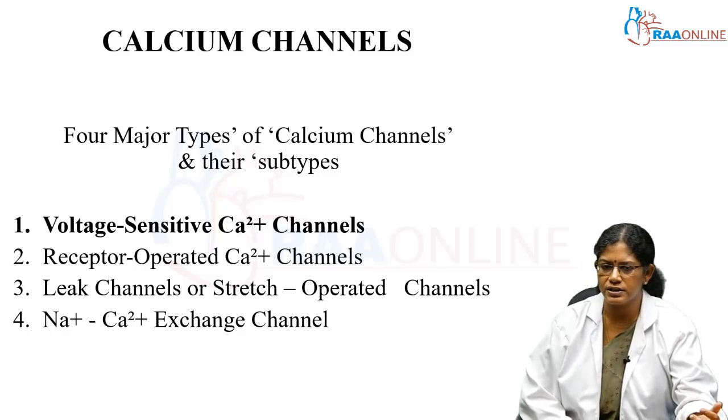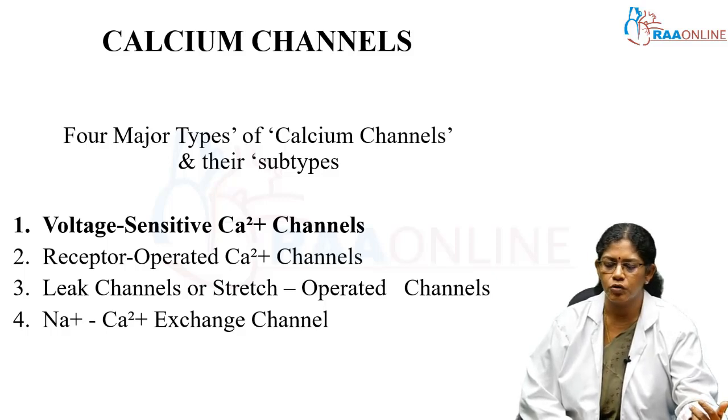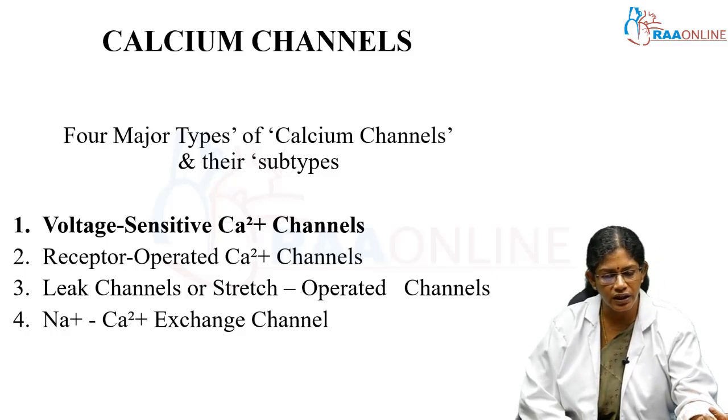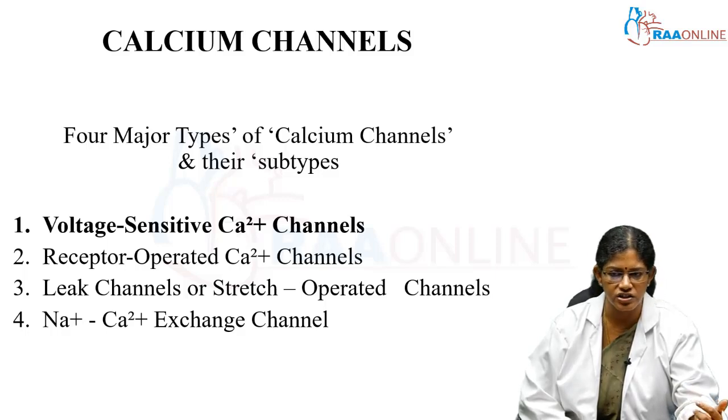The second group of calcium channels are receptor operated calcium channels. Adrenaline-like drugs operate with the help of their receptors to stimulate the calcium channels. The third one is leak channels, otherwise called stretch operated channels. They are mechanically operated channels, and when there is a small leakage of calcium, it gets stored in the sarcoplasmic reticulum and stimulates the release of calcium. The fourth one is the sodium calcium exchange channel, where sodium is exchanged with calcium ions. One sodium is exchanged with three calcium ions. So this type is called the sodium calcium exchange channel.